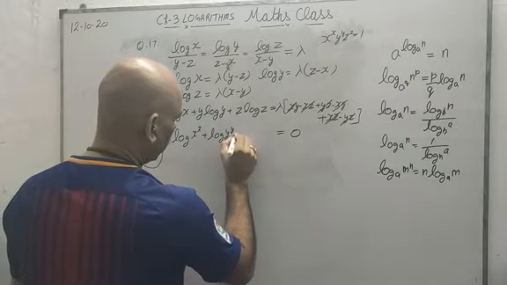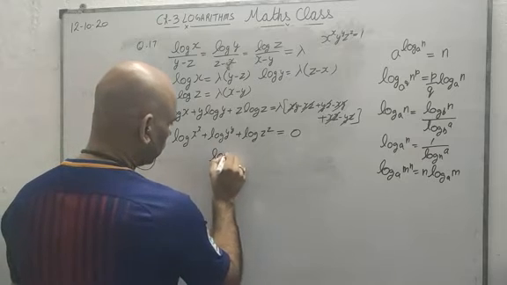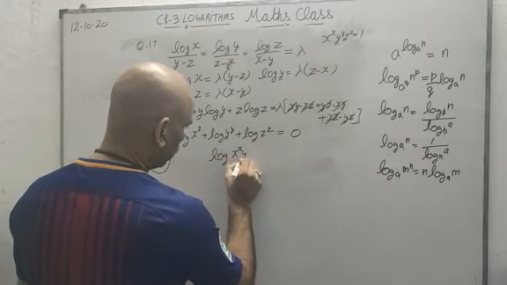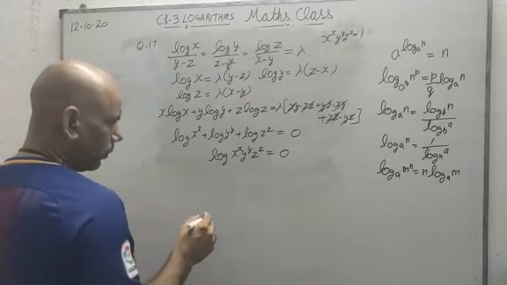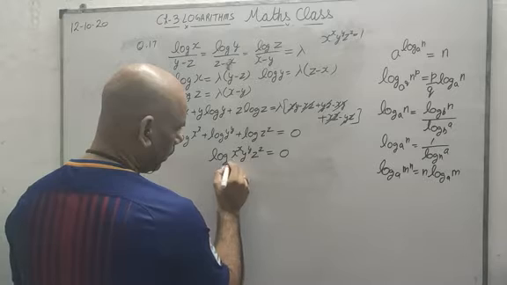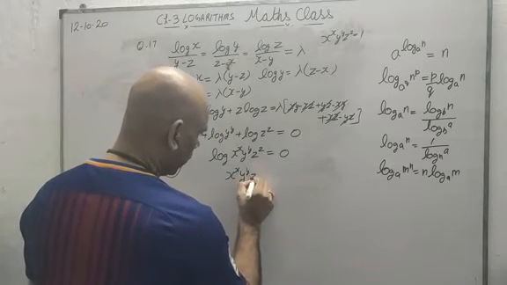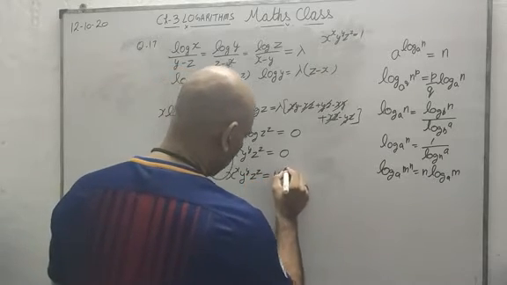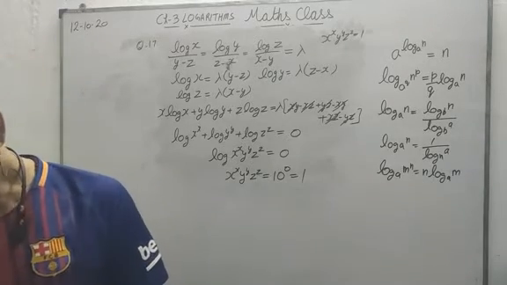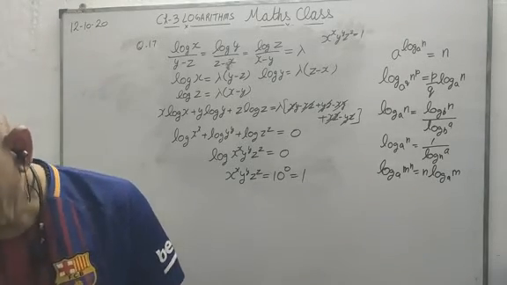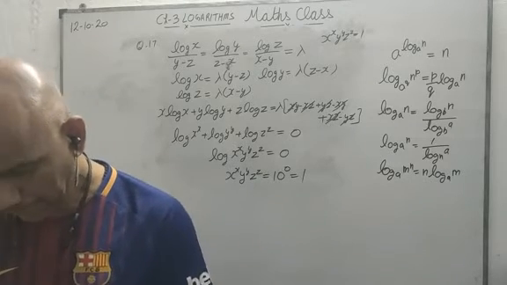And this side has become log x to the power x plus log y to the power y plus log z to the power z, which can be written as log of x to the power x, y to the power y, z to the power z, equal to 0. This must be base 10; if there is no base, it means base 10. So x to the power x, y to the power y, z to the power z is 10 to the power 0, which is equal to 1. So this way you will solve question number 17, and the rest of the few parts are like this only.